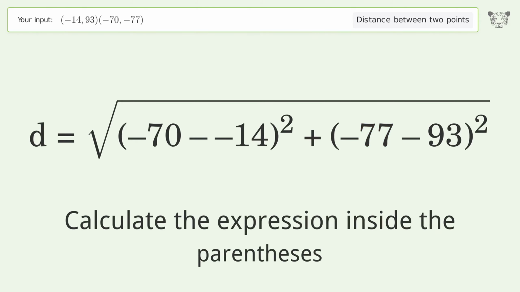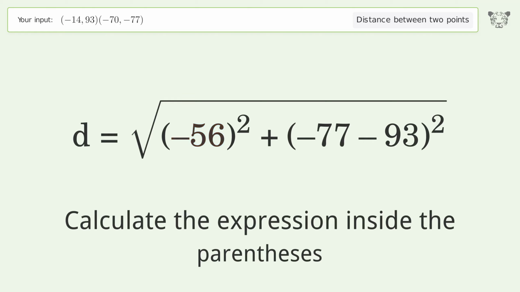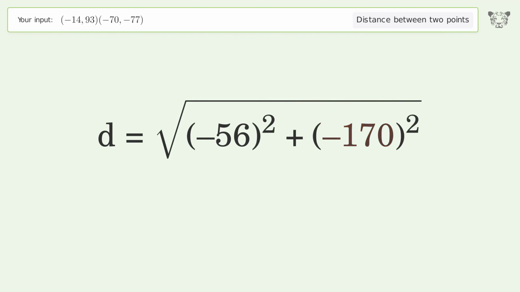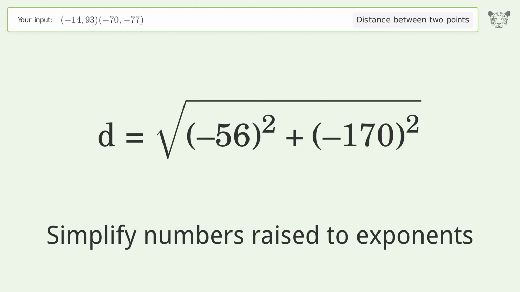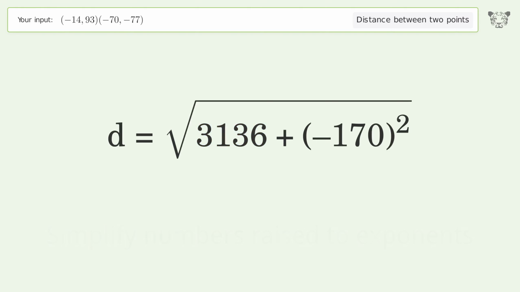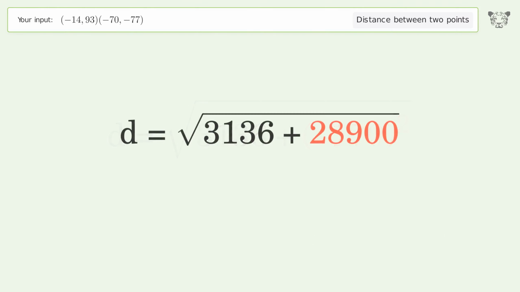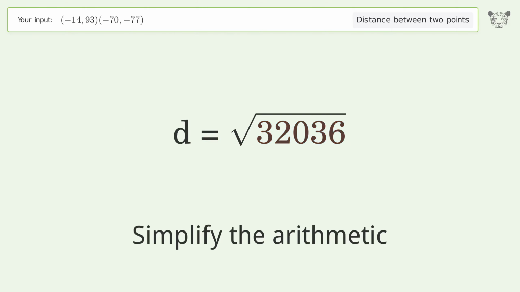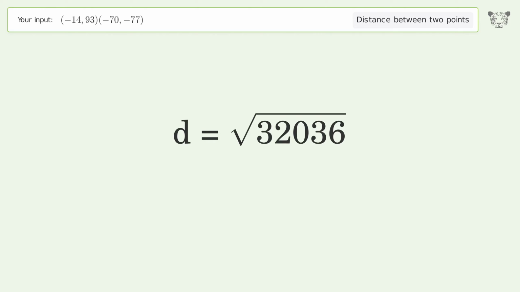Calculate the expression inside the parentheses. Simplify numbers raised to exponents. Simplify the arithmetic. And so the distance between the 2 points is the square root of 32,036, or 178.986.